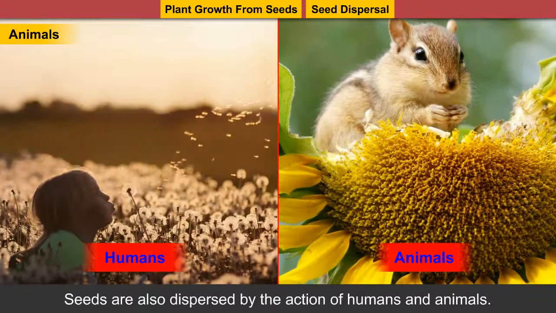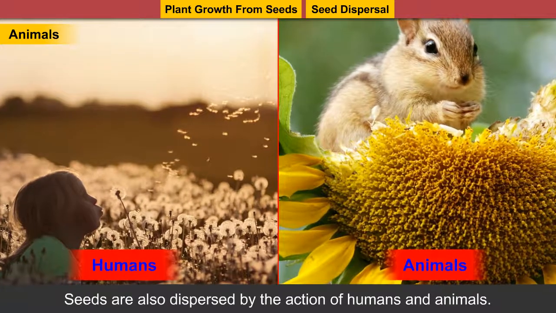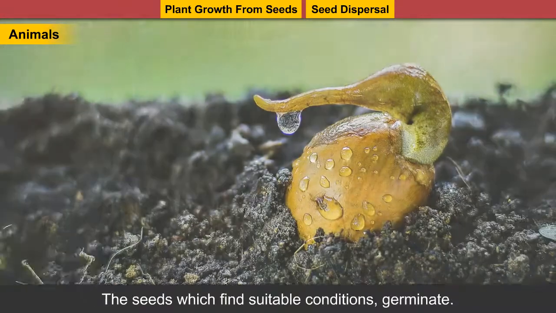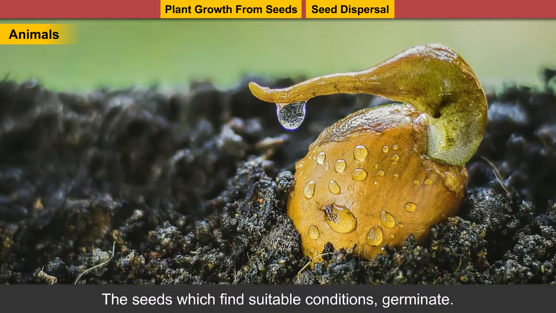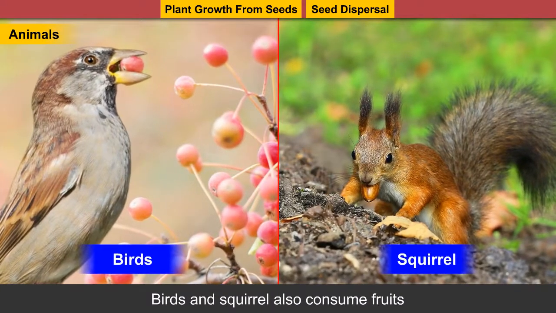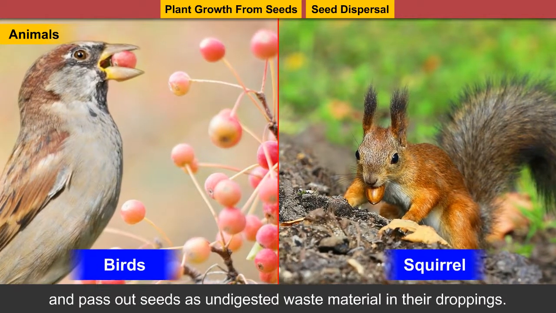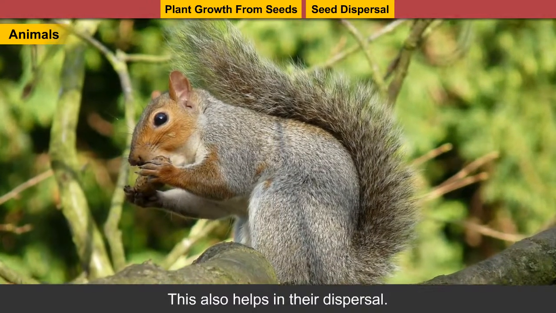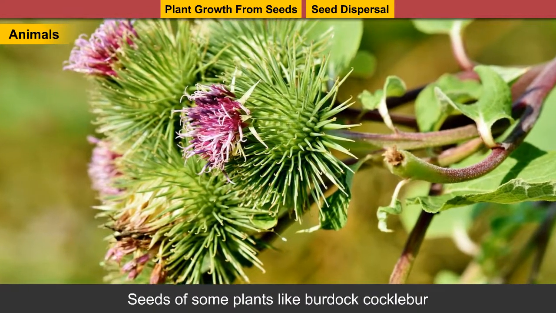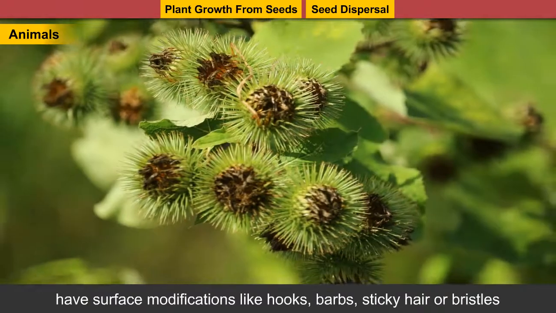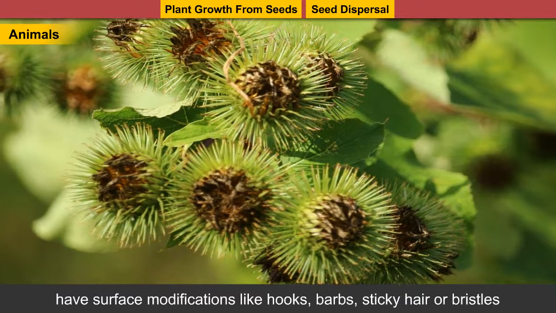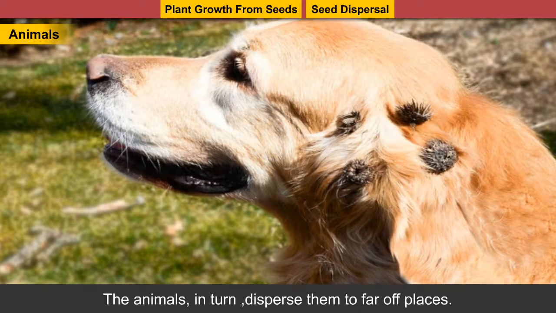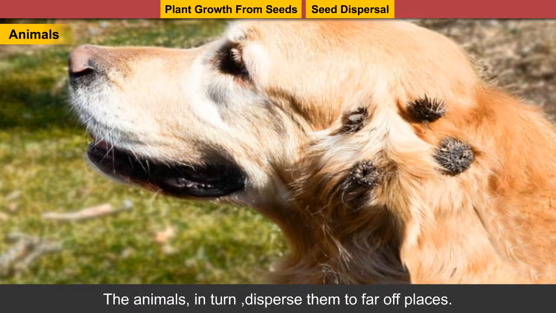Animals. Seeds are also dispersed by the action of humans and animals. They eat fruits and throw away the seeds at random places. The seeds, which find suitable conditions, germinate. Birds and squirrels also consume fruits and pass out seeds as undigested waste material in their droppings. This also helps in their dispersal. Seeds of some plants like burdock and cocklebur have surface modifications like hooks, barbs, sticky hair or bristles to help them in sticking to the fur on the body of animals. The animals in turn disperse them to far-off places.